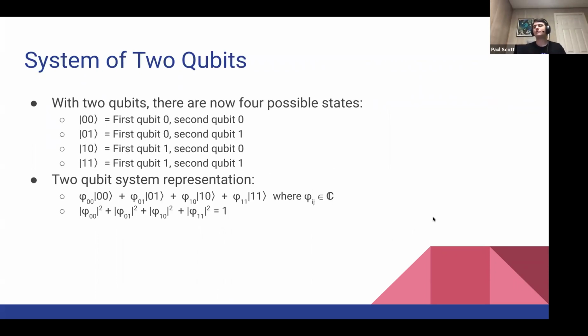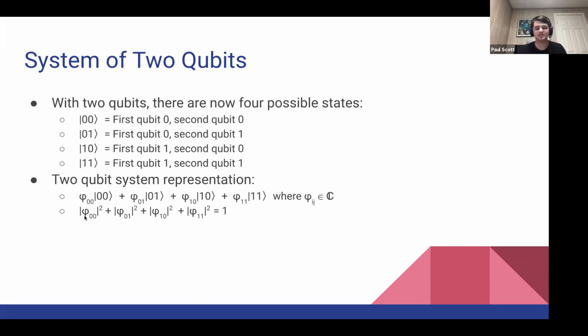So obviously now we're dealing with a system of 2 qubits for simplicity's sake. And now there's 4 states that we have to deal with: the 0, 0 state, the 0, 1 state, the 1, 0 state, and then finally the 1, 1 state. And it makes sense that this 0, 0 is first qubit 0, second qubit 0, first qubit 1, second qubit 0, etc. And to represent a 2 qubit state, it's very similar to how we represent a single qubit state. We have a probability amplitude for each possible state. And the probability amplitude can be in the complex realm. It can be a real number. It can be positive. It can be negative.